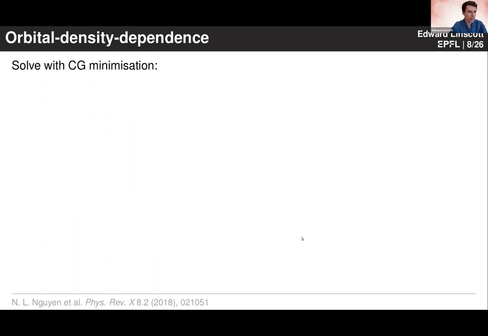So practically, this orbital density dependence means that our energy is now a functional of the orbital densities. And so we need to minimize the total energy with respect to individual orbital densities. The way that we do this is using the conjugate gradient algorithm to minimize the energy. And actually we do this in a two-step process.